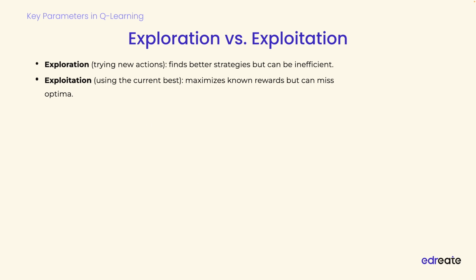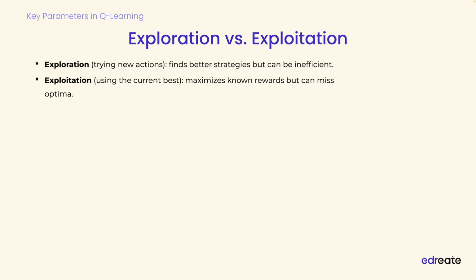Now let's talk about exploration versus exploitation. This is very important in determining how good your algorithm learns. Exploration is when you try random actions to find better strategies. So when you do this, even if you already know a good action, you explore to see if a better action exists. And exploitation means using only the best action that is currently known to you.